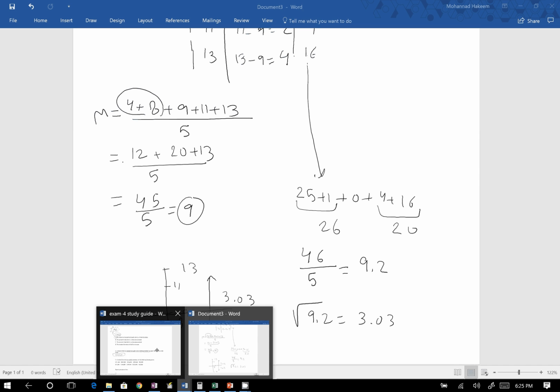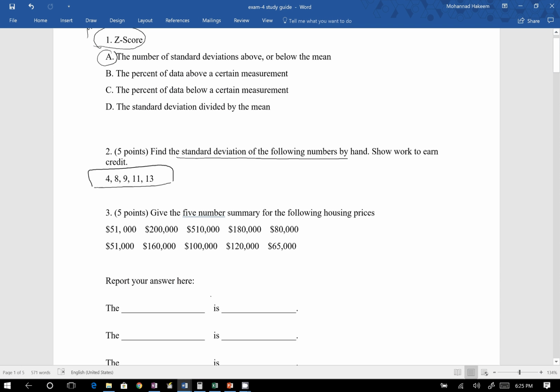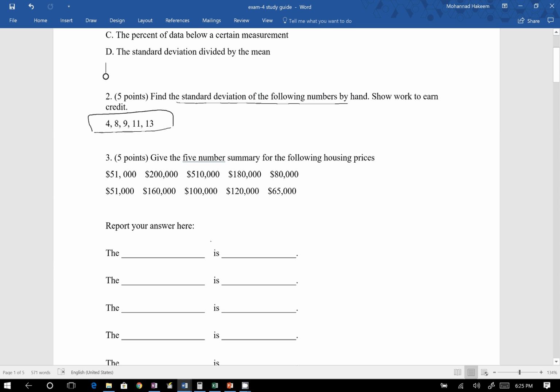Okay, moving on. Give the 5-number summary for the following house prices. So I have these house prices, and I have to get the 5-number summary, meaning the minimum, the maximum, the median, the first quartile, and the third quartile.